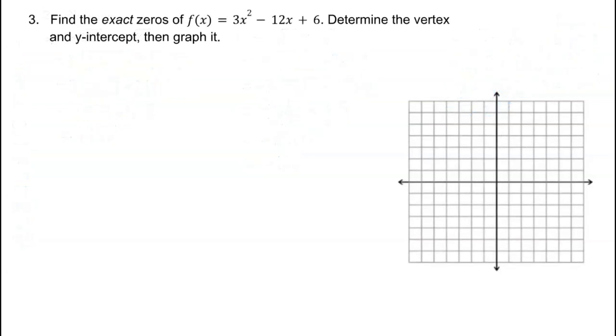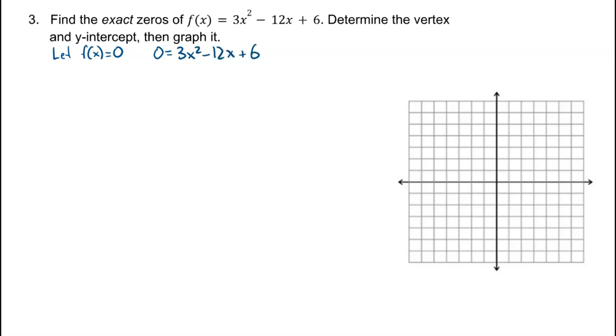Now, question number 3. This says find the exact zeros of f of x equals 3x squared minus 12x plus 6. Determine the vertex and y-intercept, and then graph it. So the first thing I want to do in order to determine the zeros is I want to let the y value be 0, or the f of x be 0.